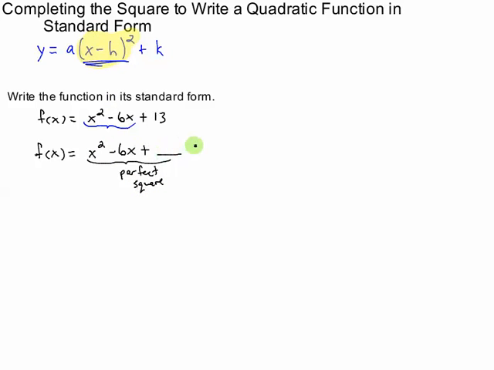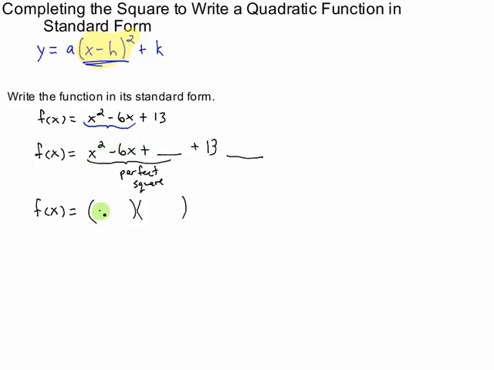So I don't know what to add yet. I've got my plus 13, and I'll have to do something else on the end of this to keep it balanced. If I add something here, then to keep this equation balanced, I'll have to subtract it over here so that those would cancel out. I have to basically add 0 to this whole thing, which we'll see in a minute. So what we're going to do is pretend that this is already a perfect square so we can figure out what to add.